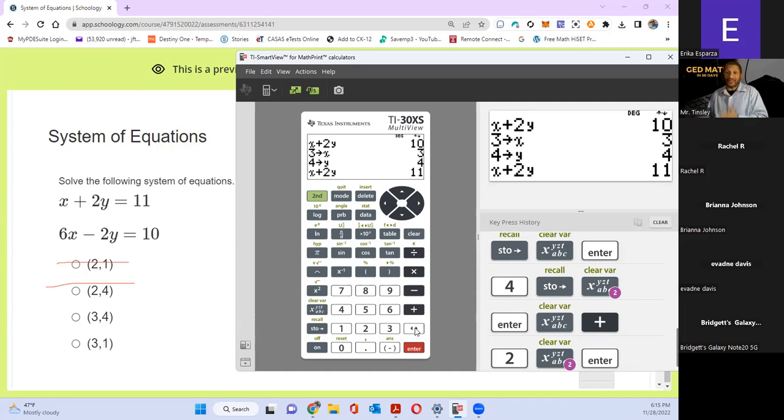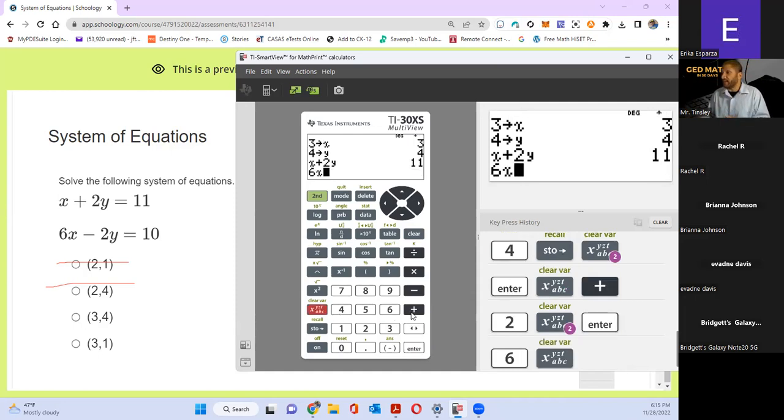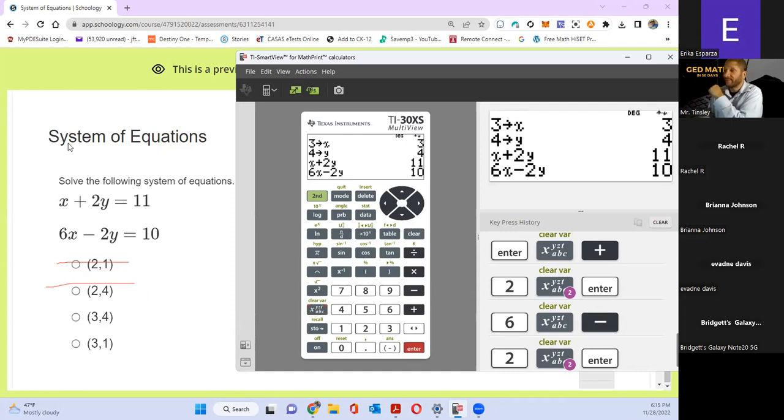So now I'm going to type in my second expression, 6x minus 2y. If this is true, what should I see on the other side? 10. What do I see? 10. Ding, ding, ding! I didn't do any algebra. All I understood is that this is an algebraic equation, and if they're giving me the solutions, I can plug them in.